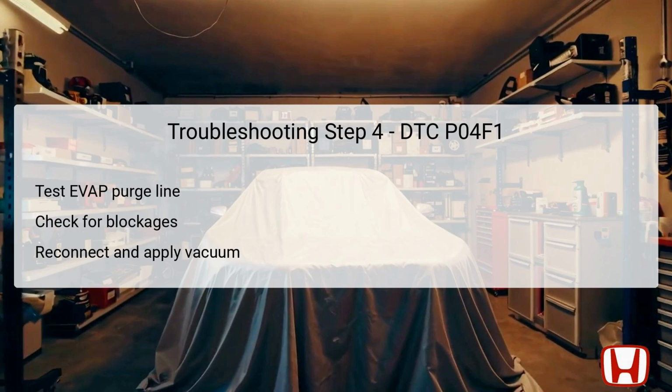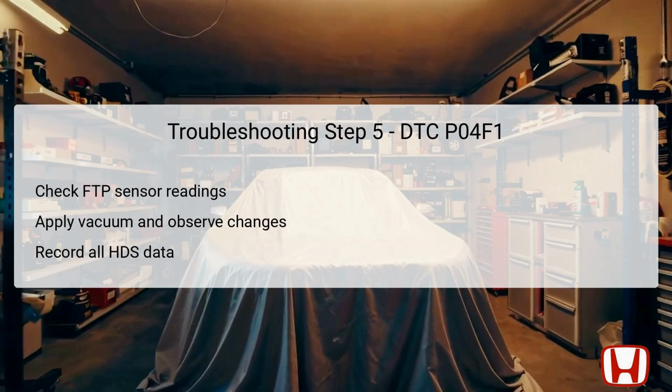By applying the same level of vacuum, approximately 2 kilopascals, 0.6 inches of mercury, you can check if the line holds vacuum when the EVAP purge solenoid is activated. If it does hold vacuum, the issue may lie in a blockage within the purge line leading to the canister. Here, visual checks and potentially cleaning or replacing sections of the line may be necessary.